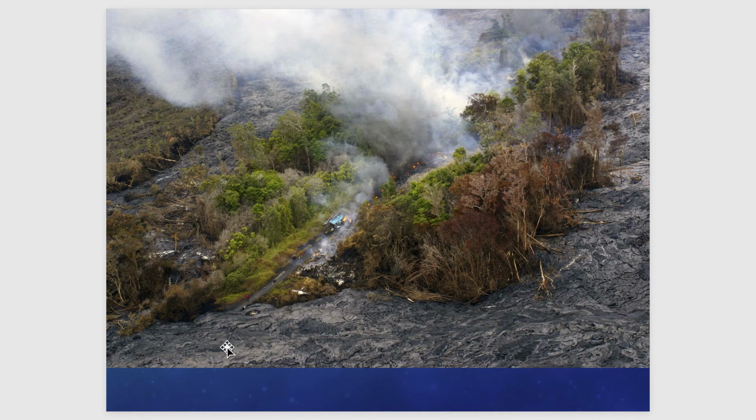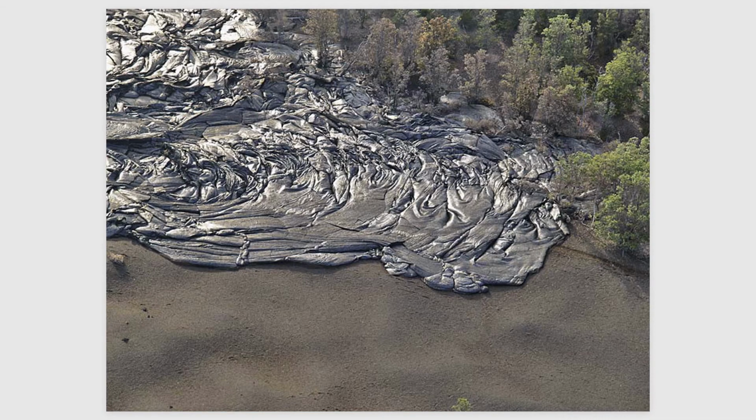Some other examples here of, I think, a car that has been destroyed by activity in an aa lava flow. So remember that aa is much more difficult to block, and it's often leading to this type of destruction.